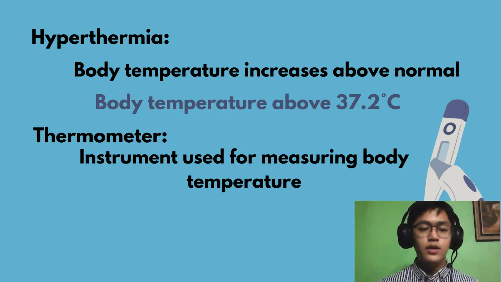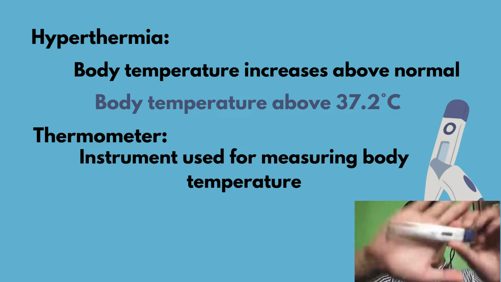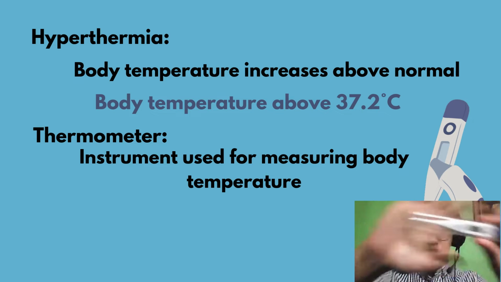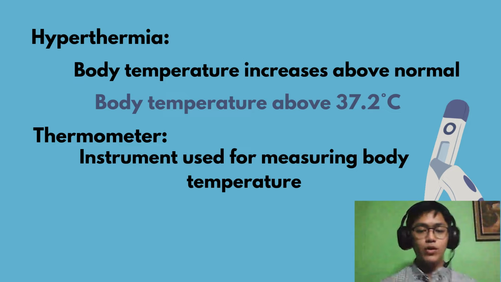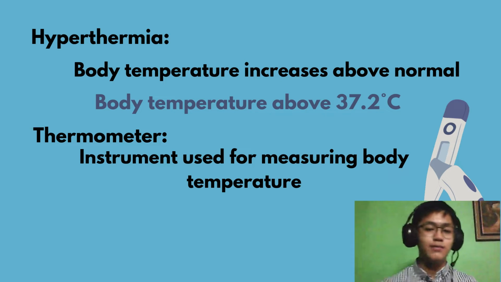Next is thermometer. This is an instrument used for measuring body temperature. The type of thermometer that we'll be needing today is an electronic thermometer, which is used for the axillary site, or the underarm or the armpit.